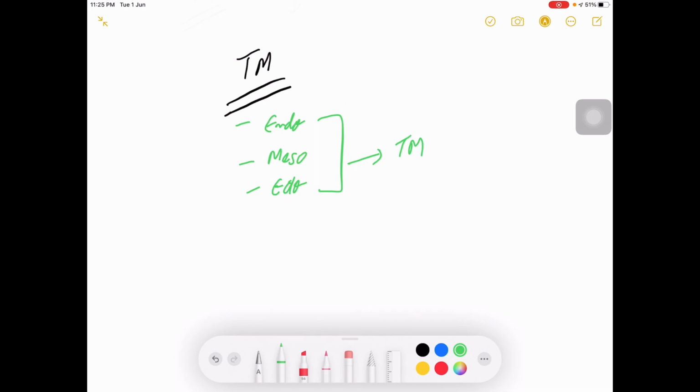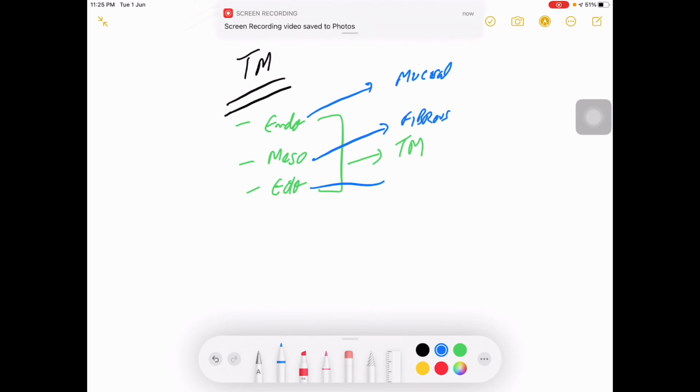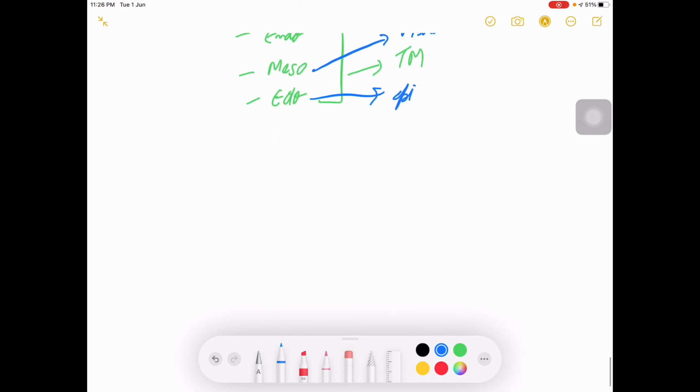Now how do these germ layers participate? Tympanic membrane is formed from all three germ layers, we know that now. So the endoderm forms the mucosal part. The fibrous part is formed by mesoderm, and the epithelium is formed by your ectoderm.